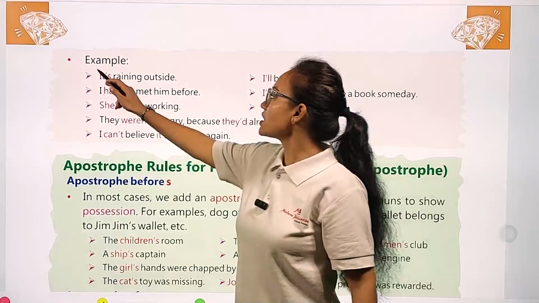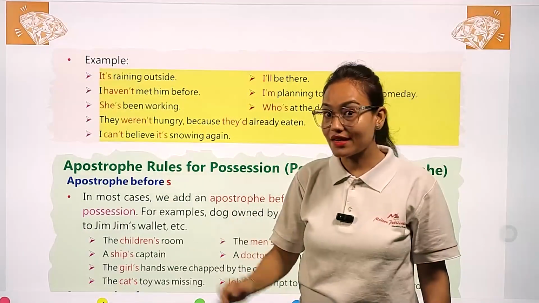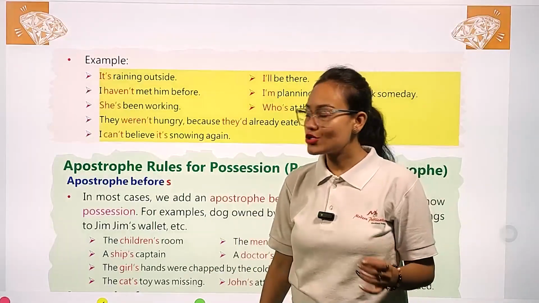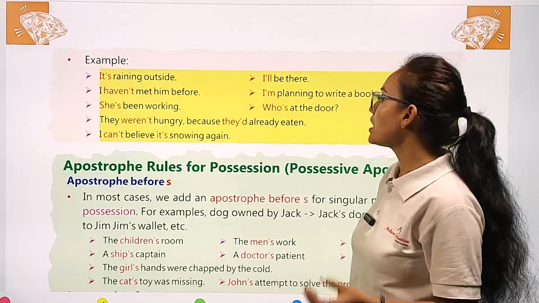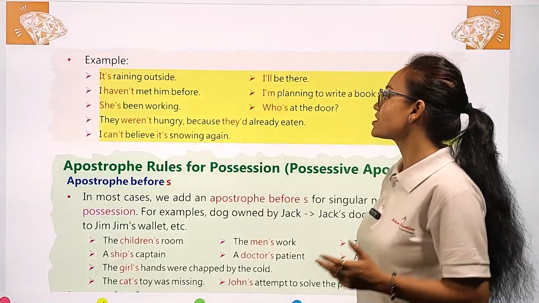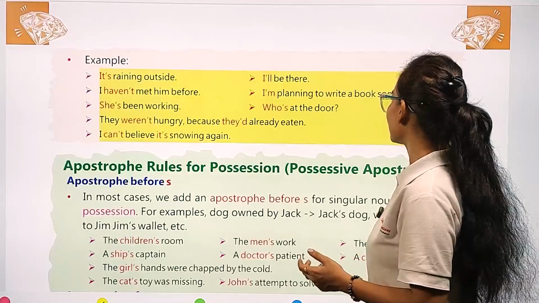Example: It's raining outside. I haven't met him before. She has been working. They weren't hungry. They were not hungry because they had already eaten. I can't believe it's snowing again. I will be there. I am planning to write a book someday.